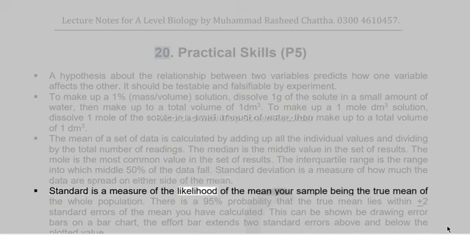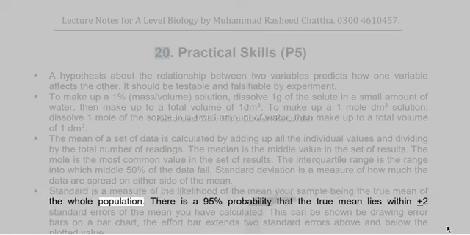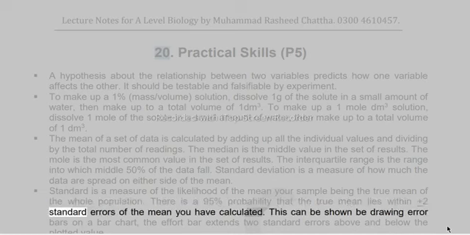Standard error is a measure of the likelihood of the mean of your sample being the true mean of the whole population. There is a 95% probability that the true mean lies within ±2 standard errors of the mean you have calculated.